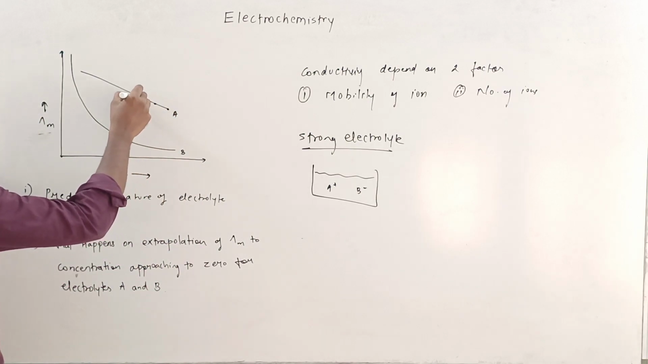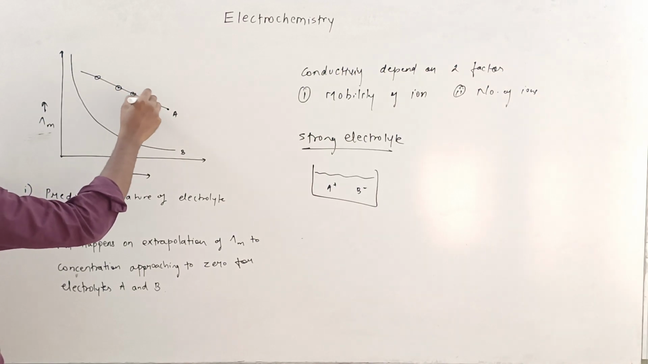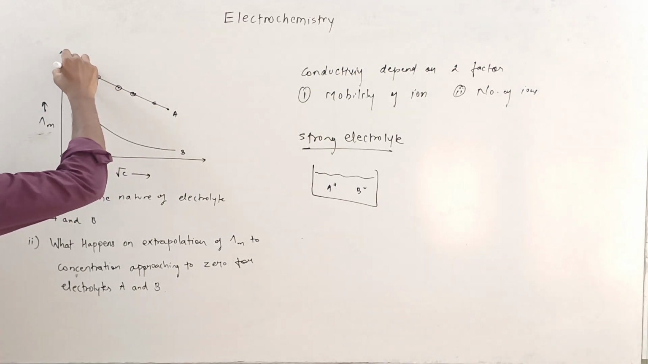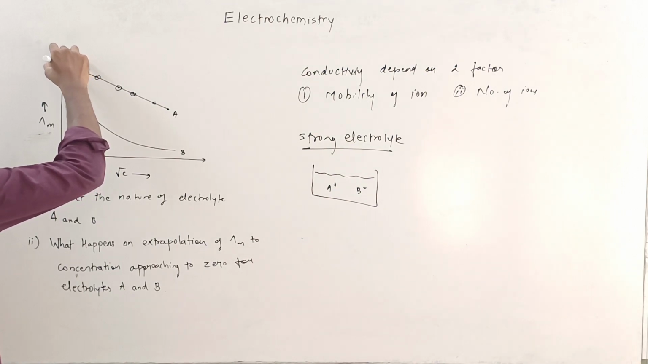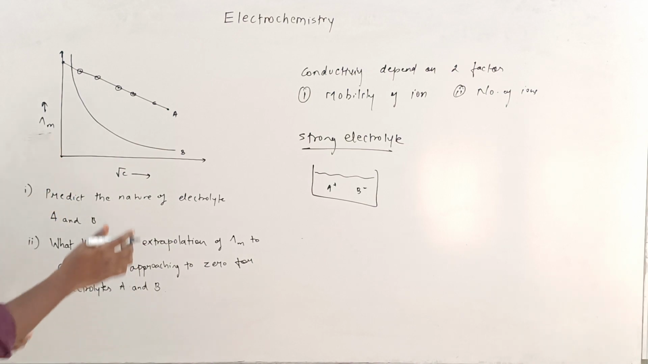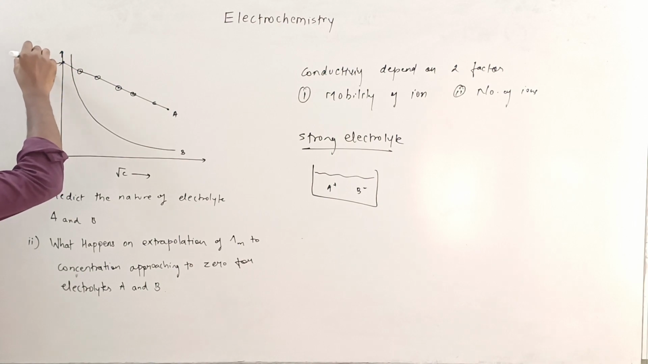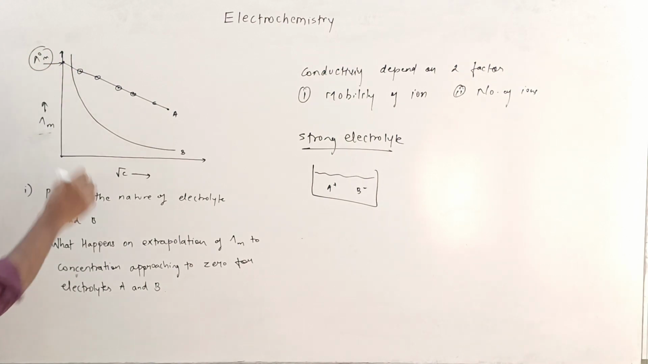With dilution, the molar conductivity goes on increasing, right? And at infinite dilution you will get the maximum value of the molar conductance. This doesn't mean that you have added an infinite amount of water. At a certain concentration, tending to zero concentration, this value is lambda naught m, the maximum value of the molar conductance. This is for a strong electrolyte.